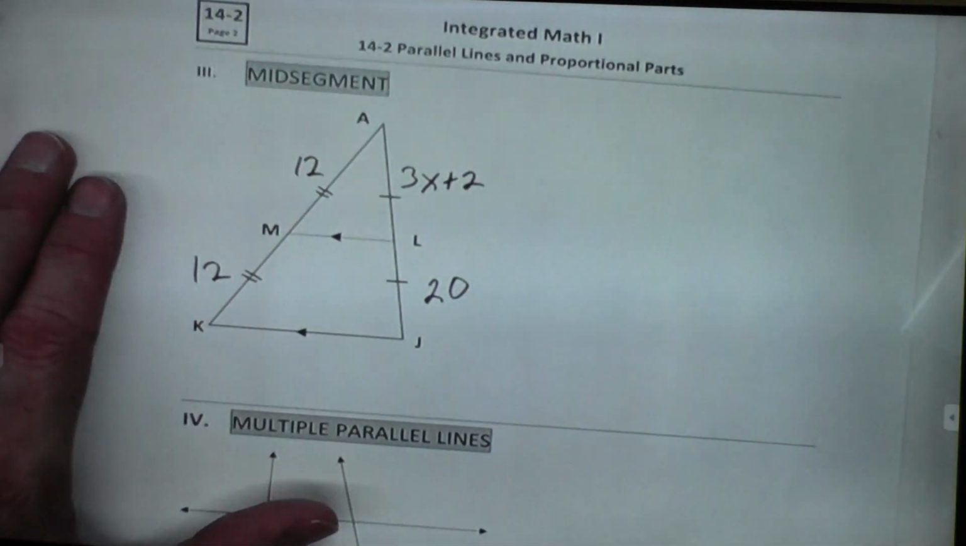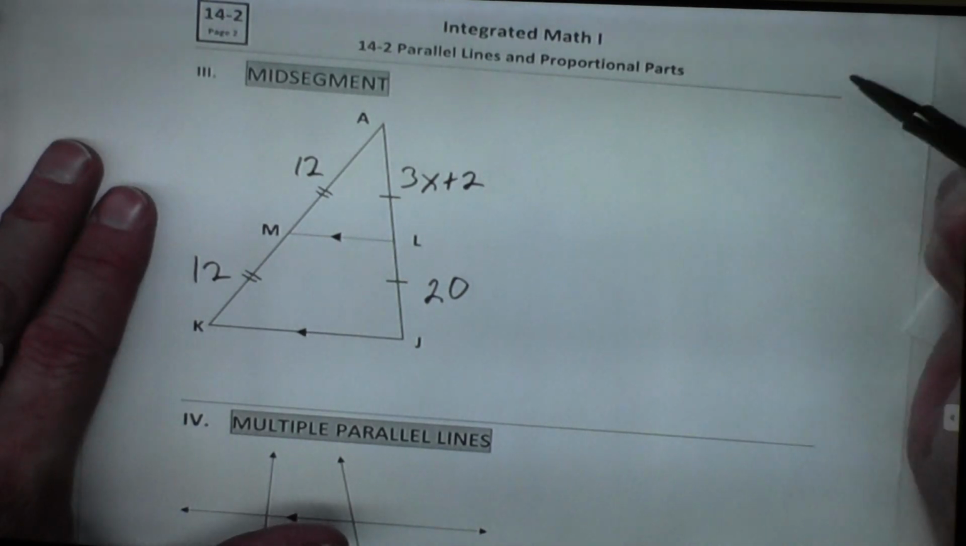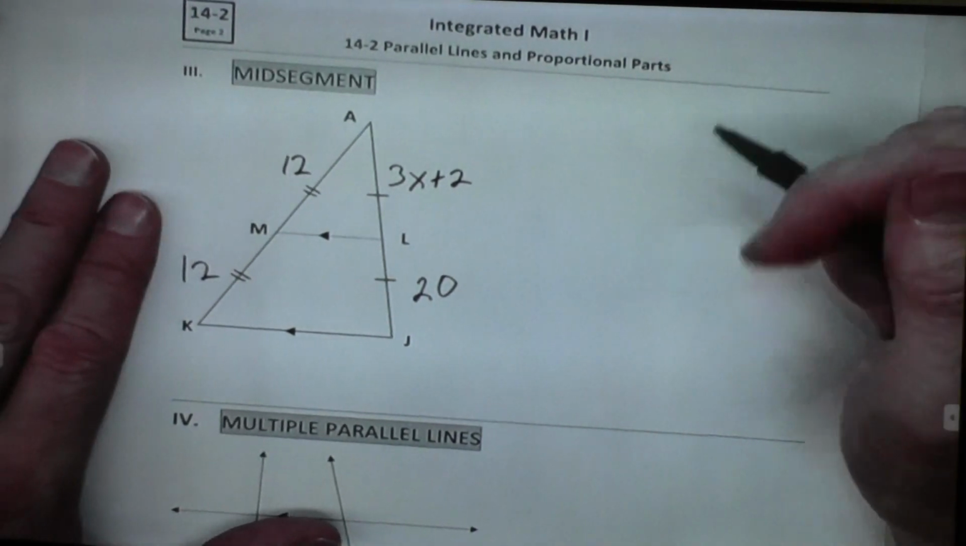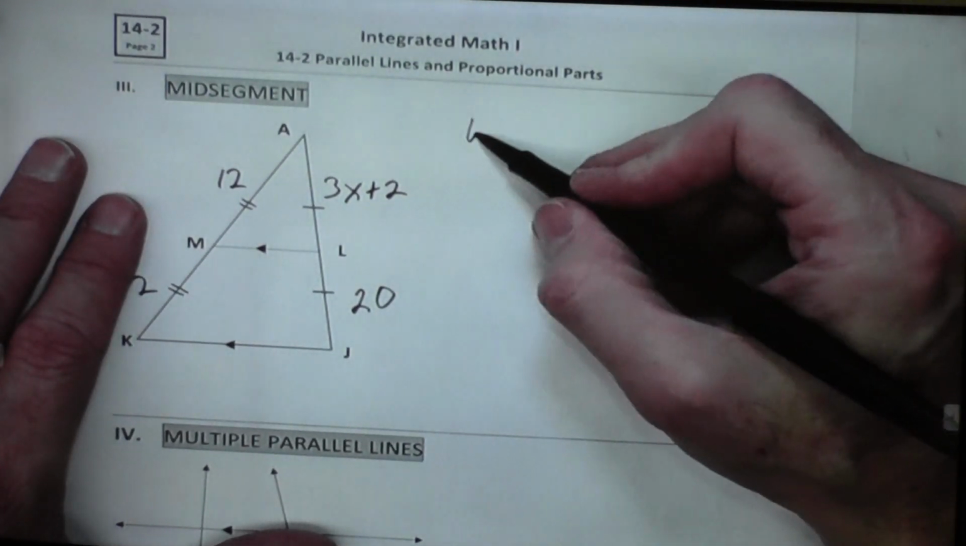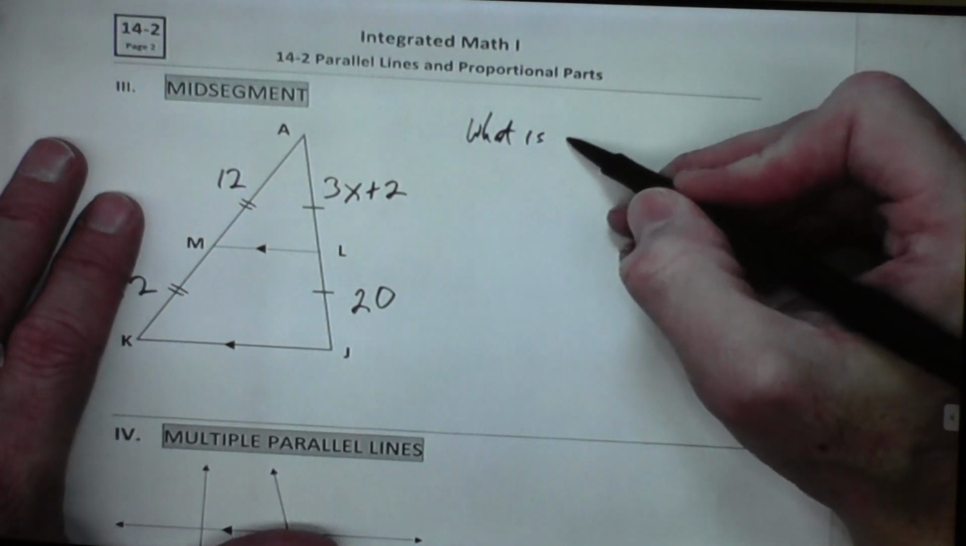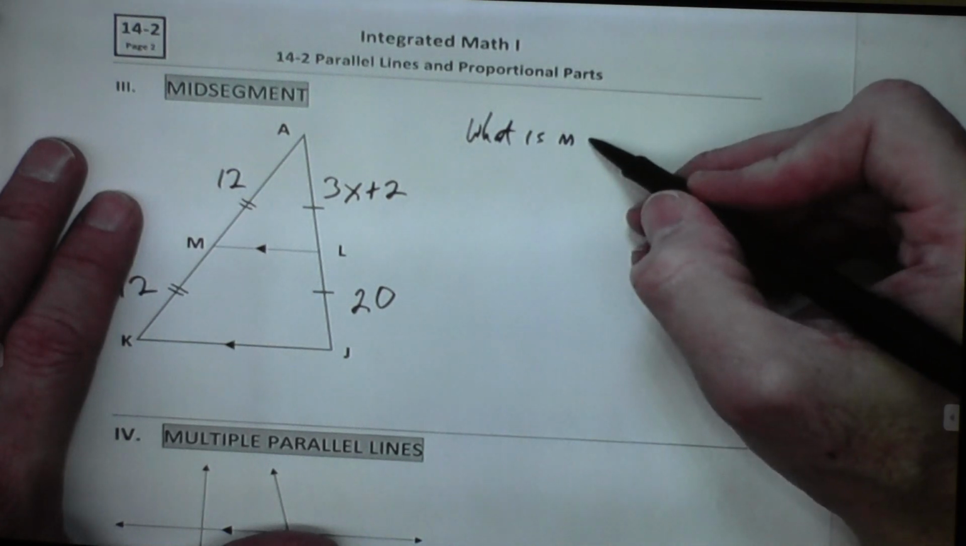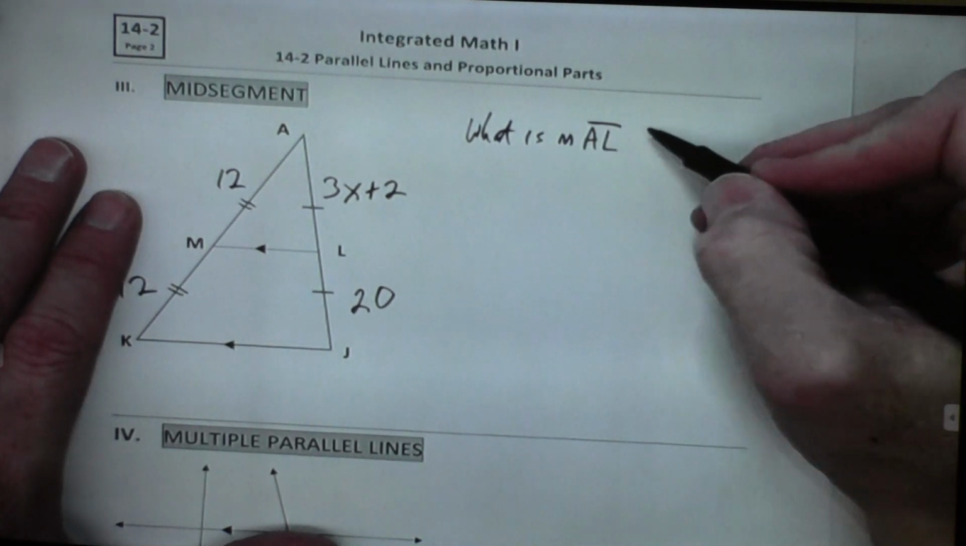However, I'm going to do this up here. I'm not going to give a number there. I'm going to give 3x plus 2. So the question is going to be, among other things, solve it. So what I want to do here is to find what is the measure of line AL.